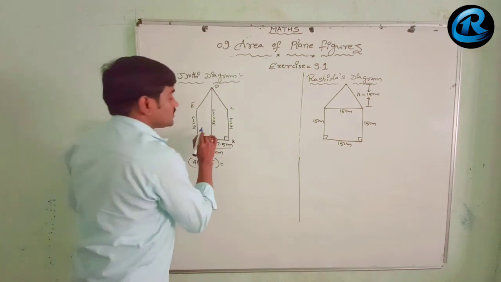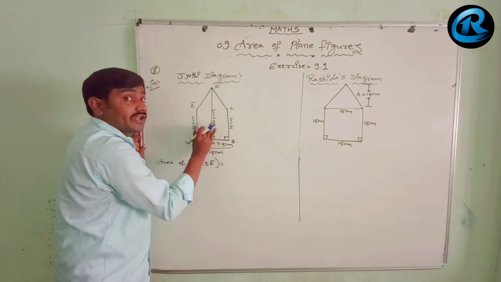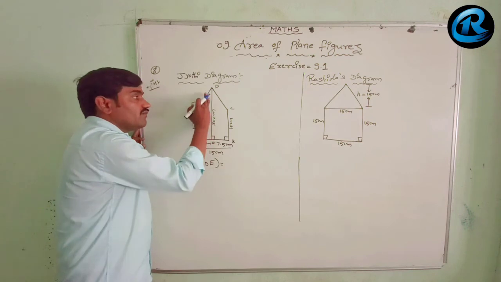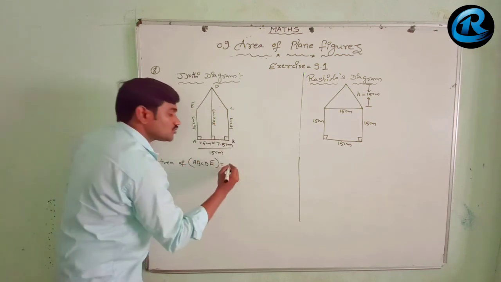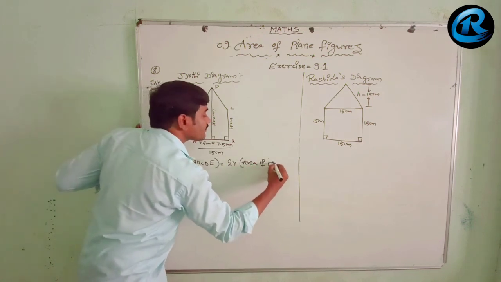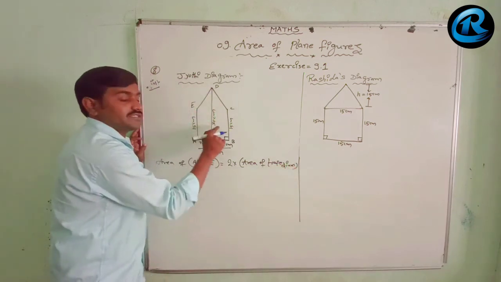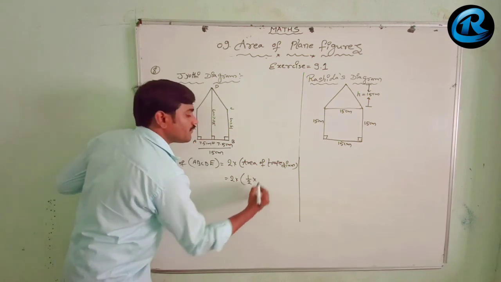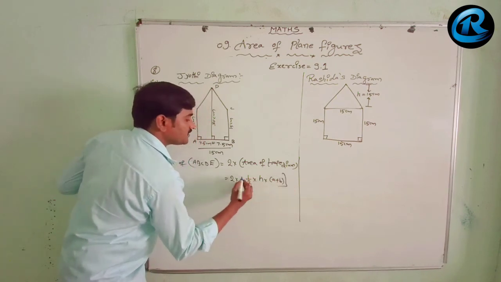Now what we can see is that Jyoti divided this diagram into two trapeziums, and the two trapeziums have the same measurements. Whatever area of trapezium you get here, the same area of trapezium you get there. So I will write here 2 into area of trapezium. 2 into రెండు trapeziums ఉన్నాయి కనుక 2 into. So 2 into area of trapezium, formula 1 by 2 into h into a plus b.